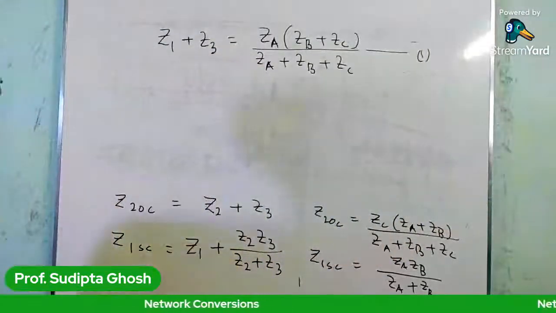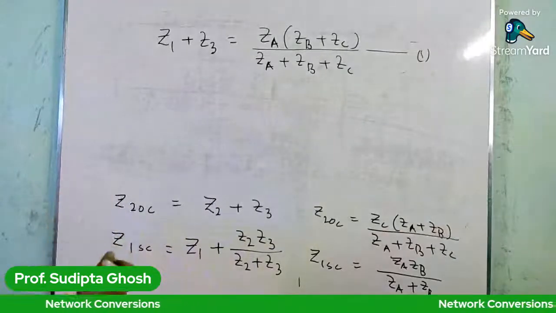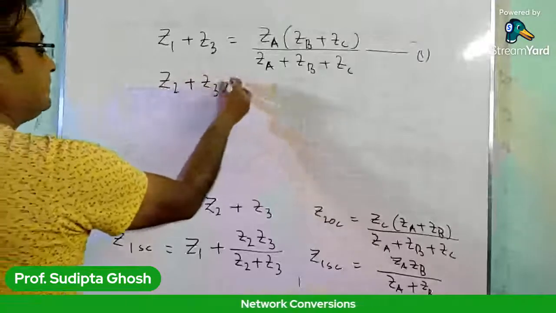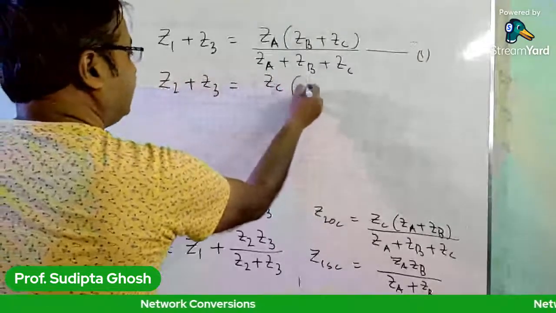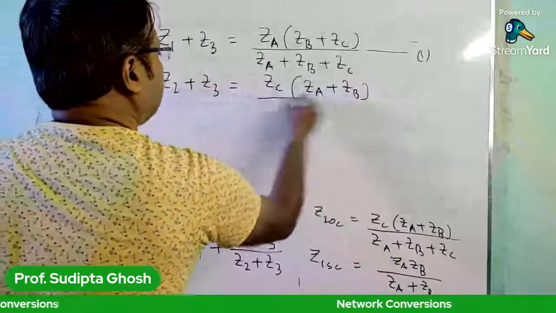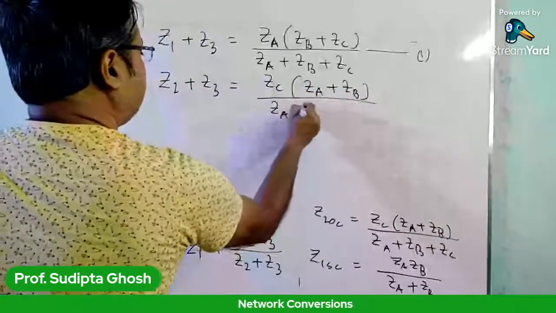Now let us equate the terms for Z2 OC, and it will give Z2 plus Z3 equals ZC into ZA plus ZB whole divided by again ZA plus ZB plus ZC.